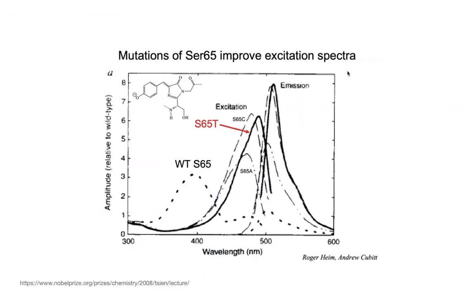So this is from Tsien's Nobel Prize lecture, showing some of the mutations that they made in order to try to improve the properties. Here they're looking at serine 65 and seeing how changing that to a threonine or a cysteine or an alanine affected the excitation profile. You can see that in this dotted line was the wild type, and when they made these changes, they were able to shift the excitation curves. Because remember that what light wavelengths they absorb is going to depend on the orbital layout, based on how the different atoms in the molecule are arranged and interacting.